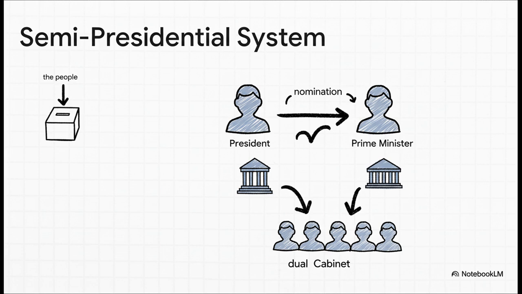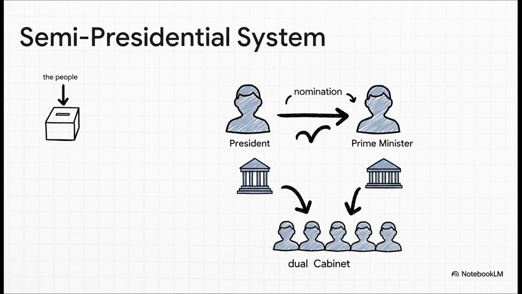You've got the president, who often handles the big picture stuff like foreign policy, and then the prime minister, who takes care of the day-to-day running of the government. So if the president's party also controls the legislature, that president is going to be incredibly powerful. But what if an opposition party controls the legislature? Then the president might have to pick a prime minister from the other side.